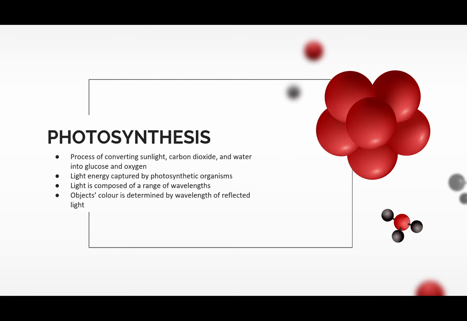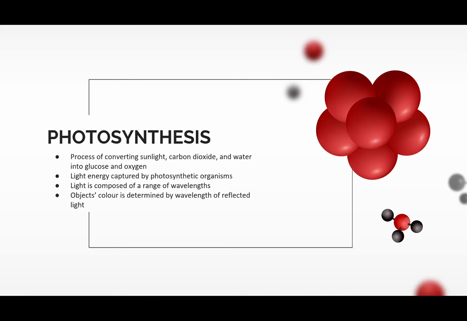and oxygen, and it's basically the light energy captured by photosynthetic organisms that have carbon compounds within cells. Light is also composed of a range of wavelengths ranging from 400 to 700 nanometers, and those are also separated by a prism from violet to red.